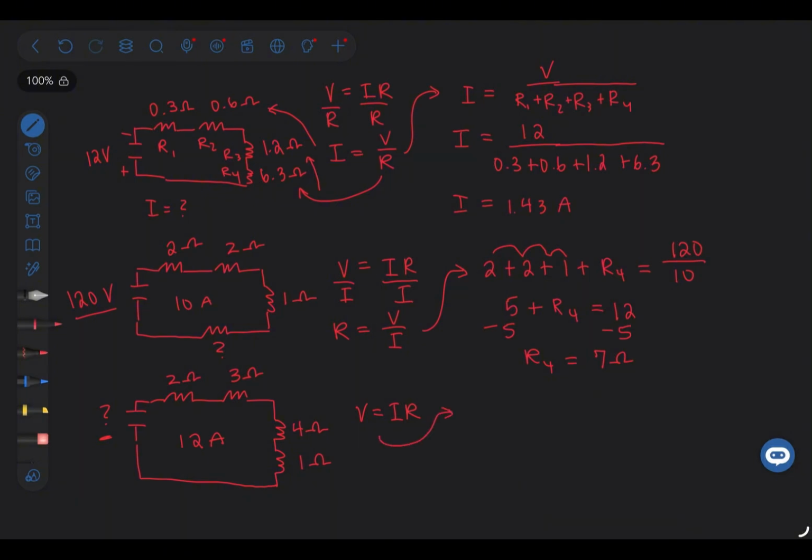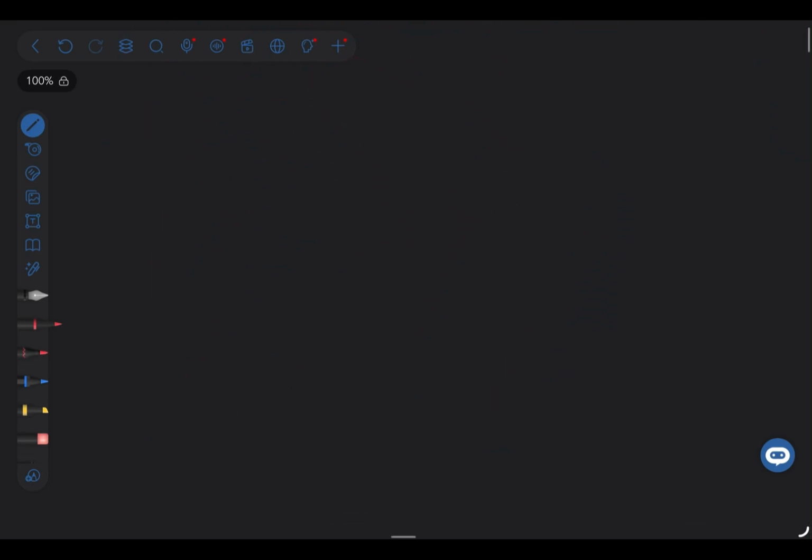We know that V equals I, which is 12, times R, so we're going to add up all of them: 2 plus 3 plus 4 plus 1. So V equals 12 times 10. The voltage is 120 volts, and that is your answer. Okay, moving on.